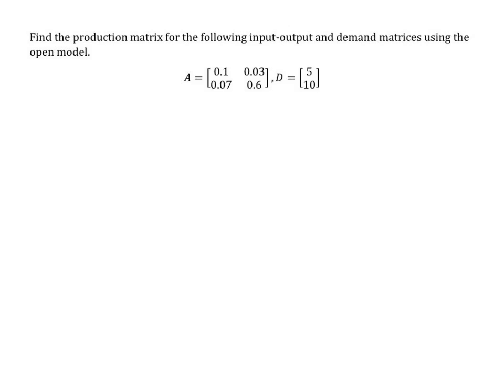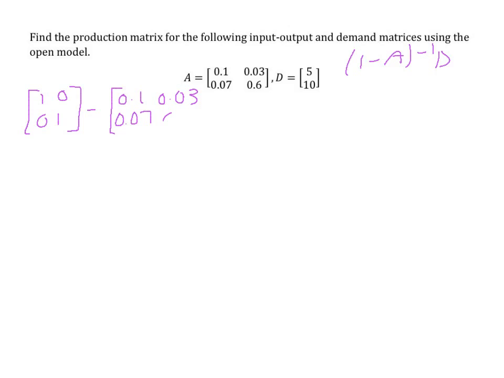So first I need to take, according to our formula, our identity matrix minus our A matrix, find that inverse, and then multiply it by our demand. So we have another 2 by 2, so our identity matrix is 1, 0, 0, 1, and we're going to subtract 0.1, 0.03, 0.07, 0.6.